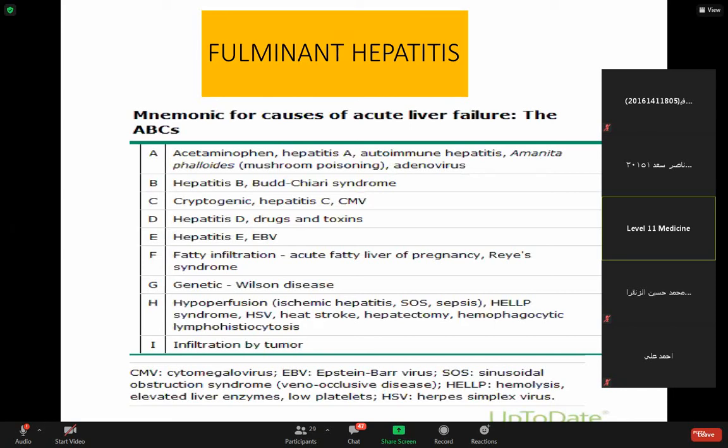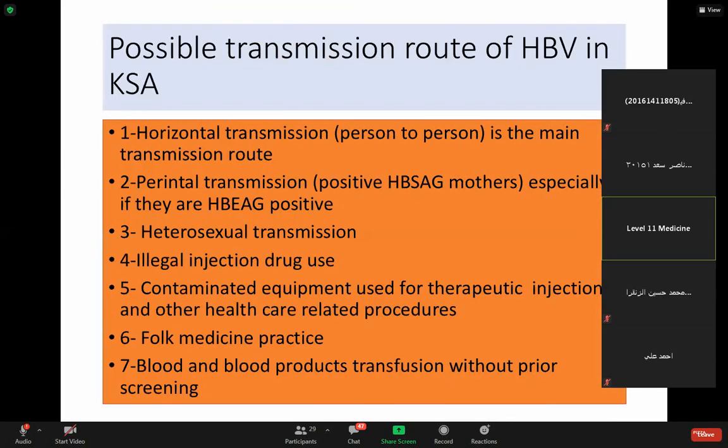Those are the causes for fulminant hepatitis to remember. We're going to talk about them in detail, but for those people who like to remember things in a mnemonic form, that will be useful to them.